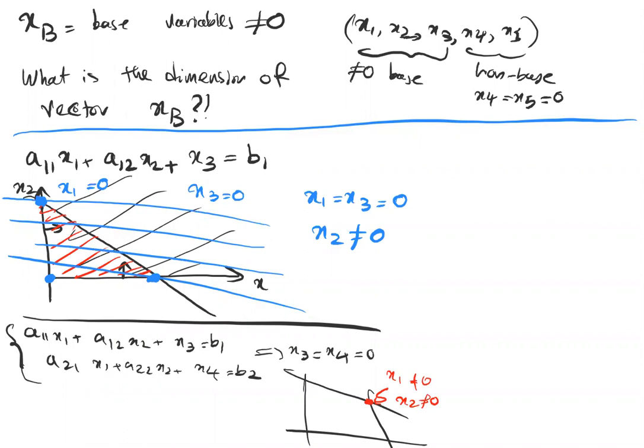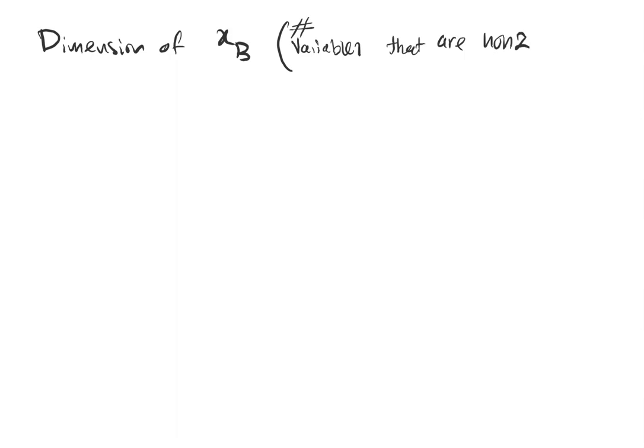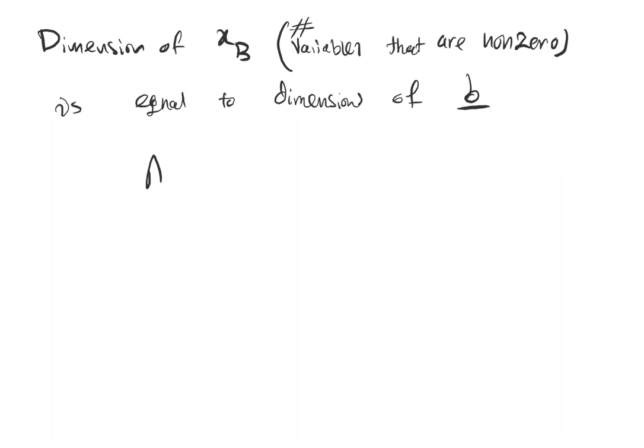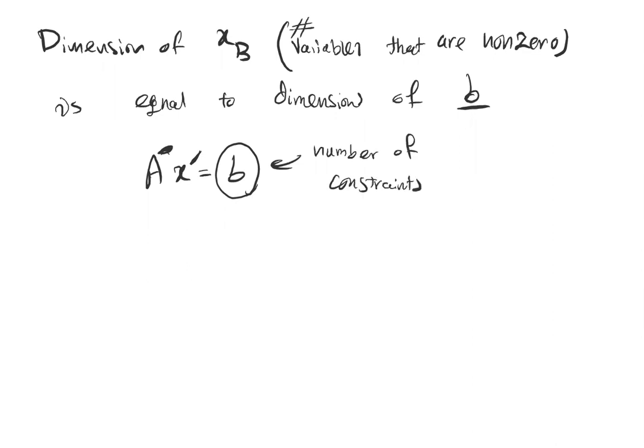So just a simple observation: the dimension of x sub B, or the number of variables that are non-zero, is equal to the dimension of vector b. What was vector b? We had A prime x prime equals b. So the dimension of b, or the number of constraints, represents the dimension of the base vector. So this is the first building block for the simplex algorithm.